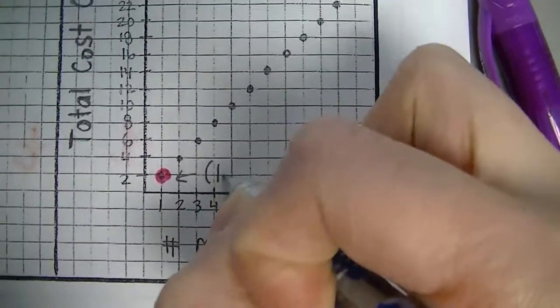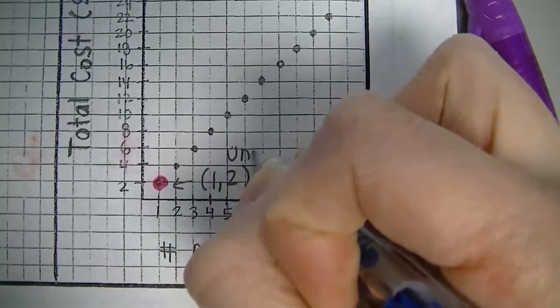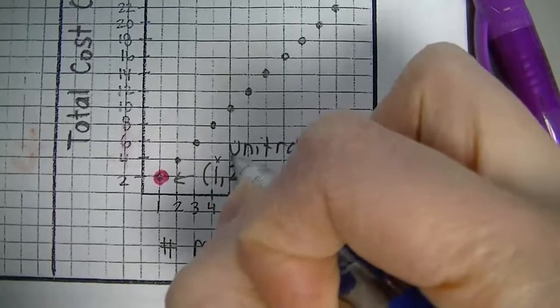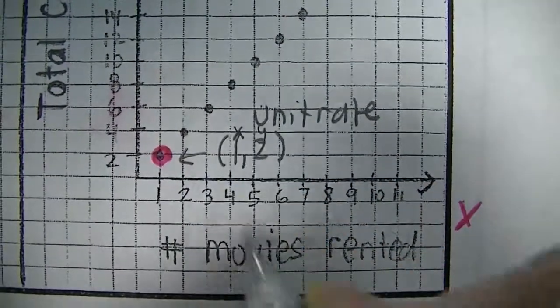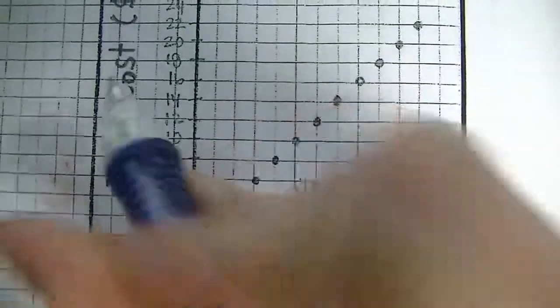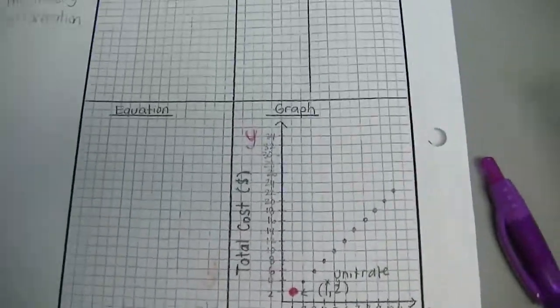And the point is (1, 2). That represents the unit rate. Which means this is x and this is y. X is movie, so one movie rented would cost $2, okay? So let's go ahead and, I don't know, you can pick wherever you want to go next.